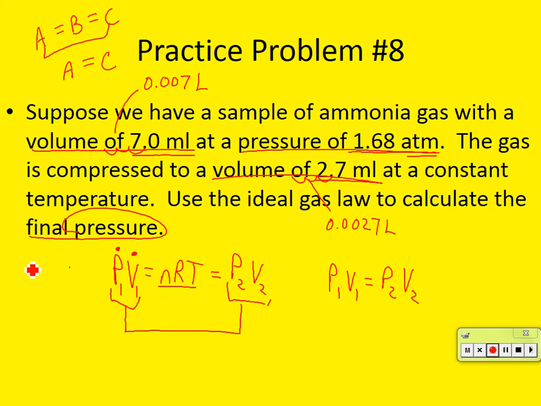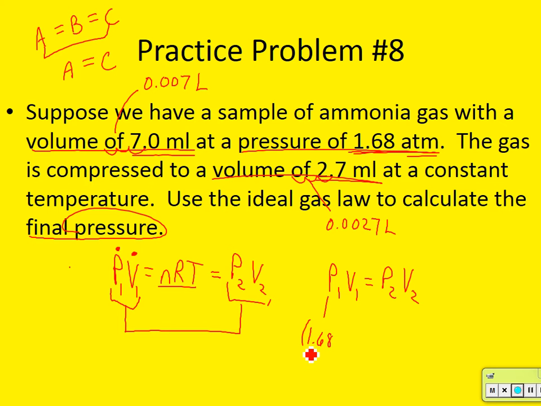Now let's plug in to our variables and solve this problem. Okay? What is P1? What was pressure initially, guys? Wasn't it 1.68 atmospheres? Yeah. 1.68. What was volume initially? 0.007, right? And that's equal. We don't know the final pressure. That's what we're trying to find out. What was volume final?